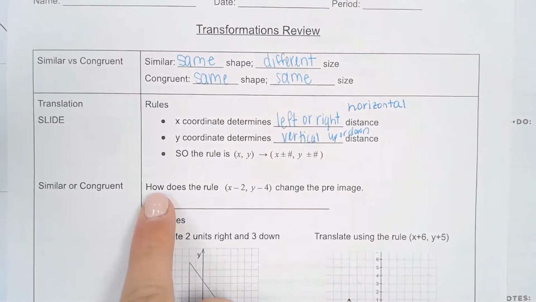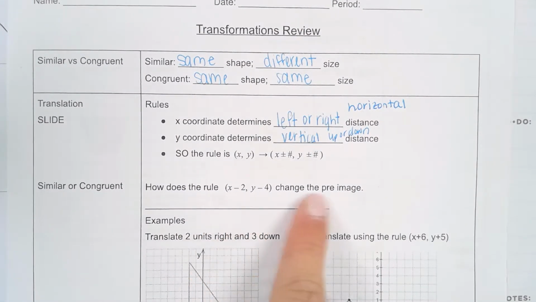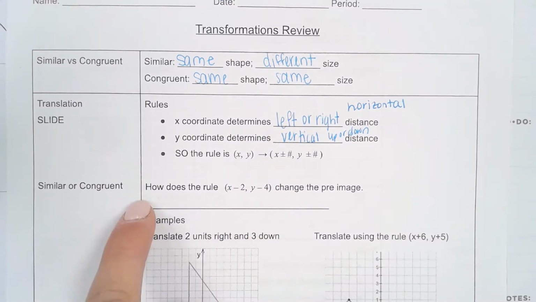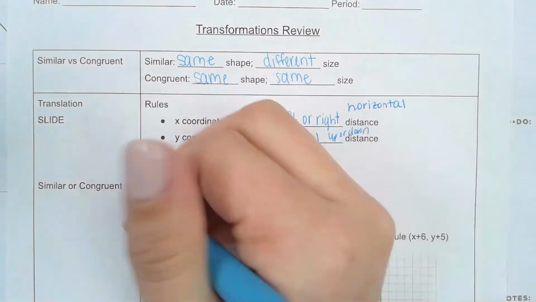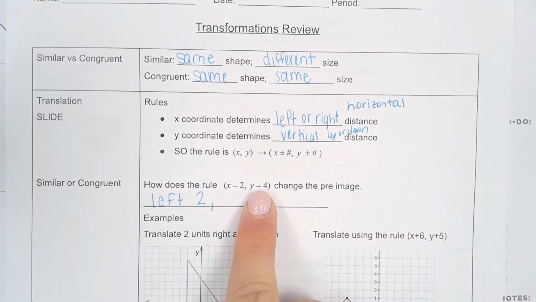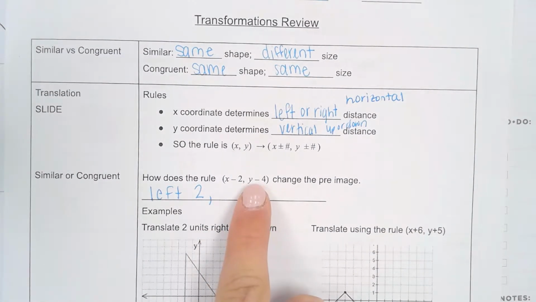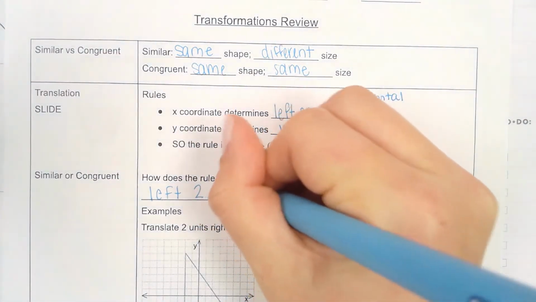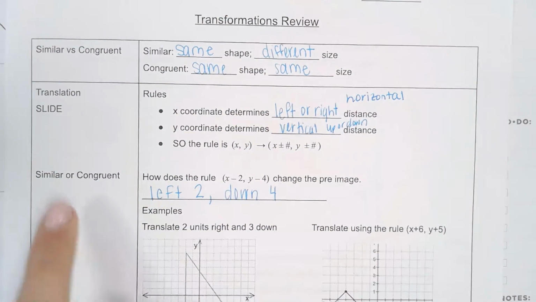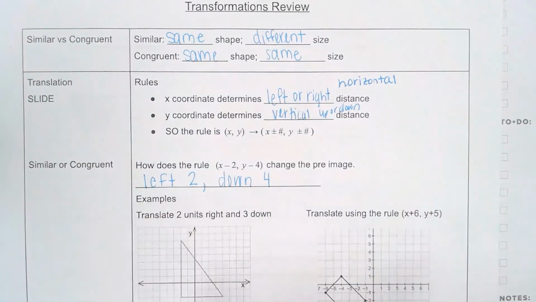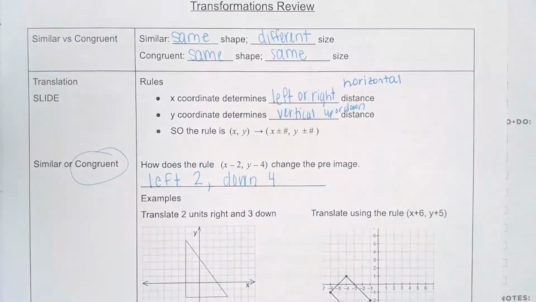So for this one, how does the rule x minus 2, y minus 4 change the pre-image? Remember, x means you're going left or right because you're going on the x-axis. If it's a minus, that means you're heading towards the negative, so you're going to go left 2 on the x-axis. And then y minus 4: y is going up and down, and if it's a minus, that's heading towards the negative, so you're going to go down 4. Okay, and remember with a translation, whenever you're just moving a figure, you're still going to have same shape, same size, so you're still going to get congruent figures.